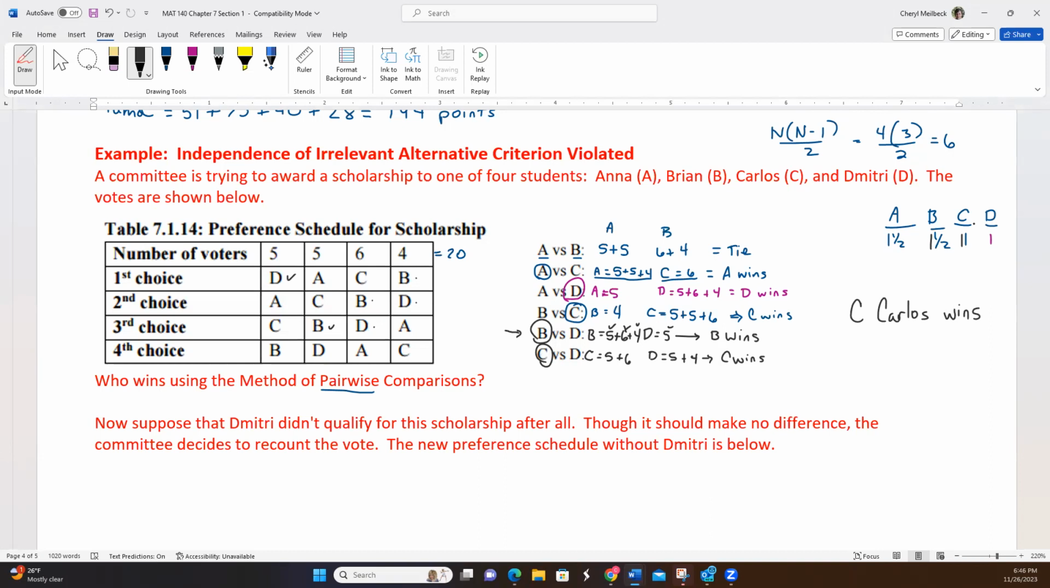Now, every time that they won, they got a little slash mark over here. And the person who won most was C, because A and B had that tie in the beginning. So Carlos wins. Now, suppose that Dimitri didn't really qualify for the scholarship at all. And it shouldn't make any difference because he only had 1 vote. So the committee decides to recount the vote with a new preference schedule without Dimitri. That's below, so let's look at that.